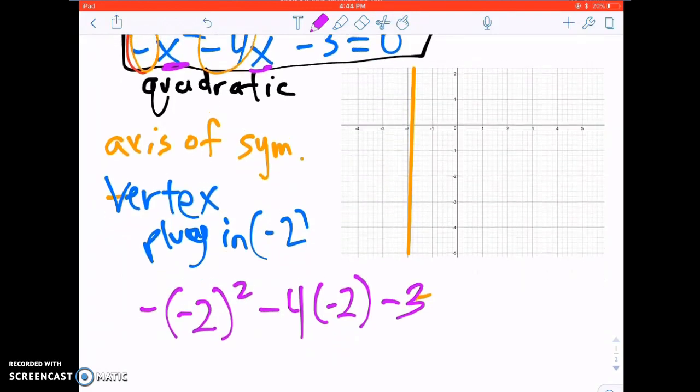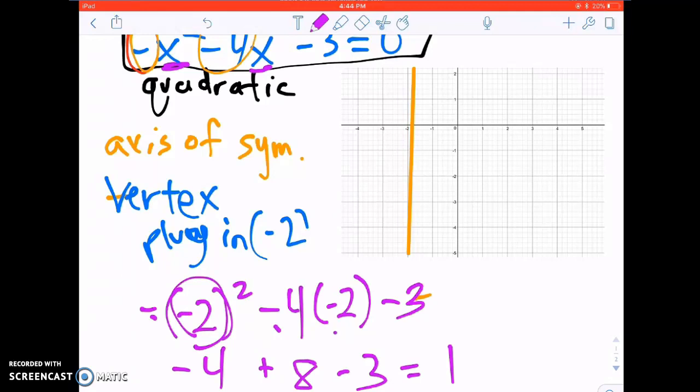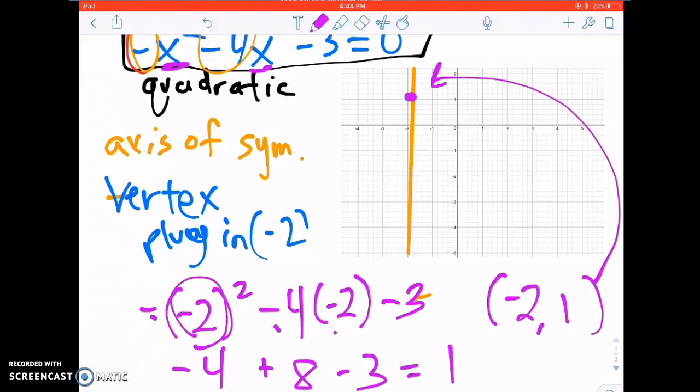This is going to be negative 2 squared is positive 4. We got this negative out front, so it's negative 4. Negative times negative is a positive 8. Minus 3. I can tell doing some quick mental math that we're going to get 1. So our vertex is at negative 2, comma 1. There it is right there. This is our vertex. Everybody see that up in your graph here?